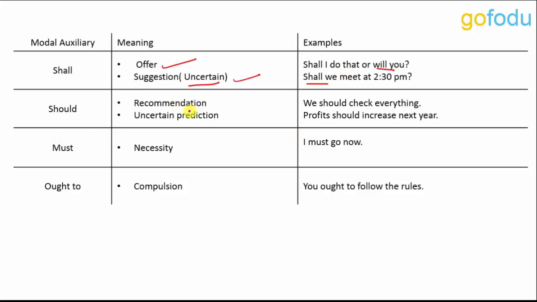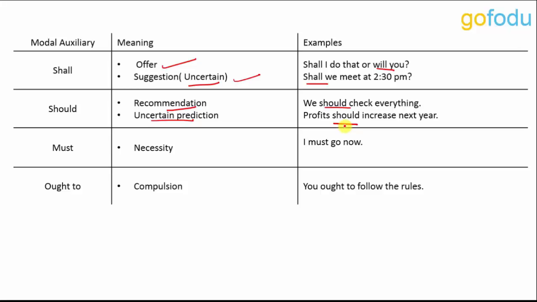Should. Should is used in recommendation and uncertain predictions. We should check everything. That is a recommendation that before leaving the house, before going on a trip, we should check everything. Profits should increase next year. That's a prediction that profits should increase, but it's not certain. If I say profits will increase next year, that means it's a guaranteed declaration that profits will increase.